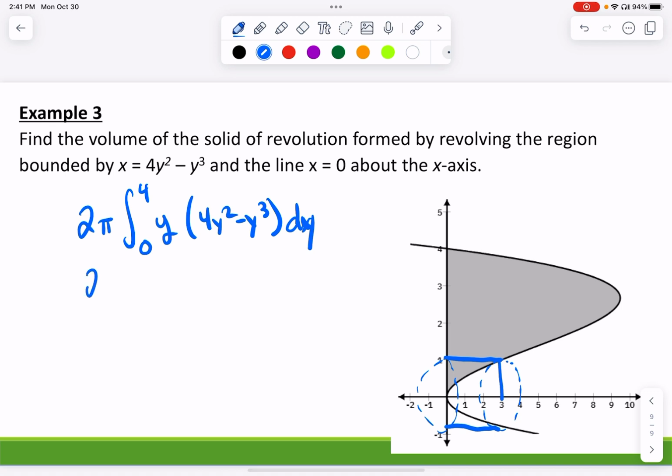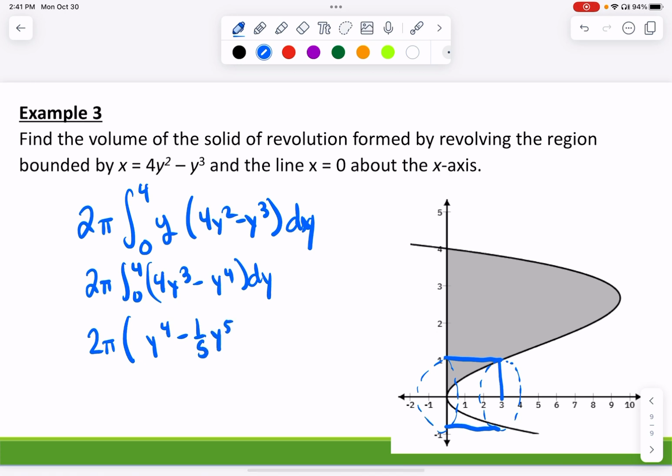Again, going through this, I'm not going to bore you guys, so I'll go through a few of the steps. 4y to the third minus y to the fourth dy, and then I'm going to integrate, and I'm going to get y to the fourth minus 1/5 y to the fifth, going from 0 to 4. And I'm just going to magically get us the answer.